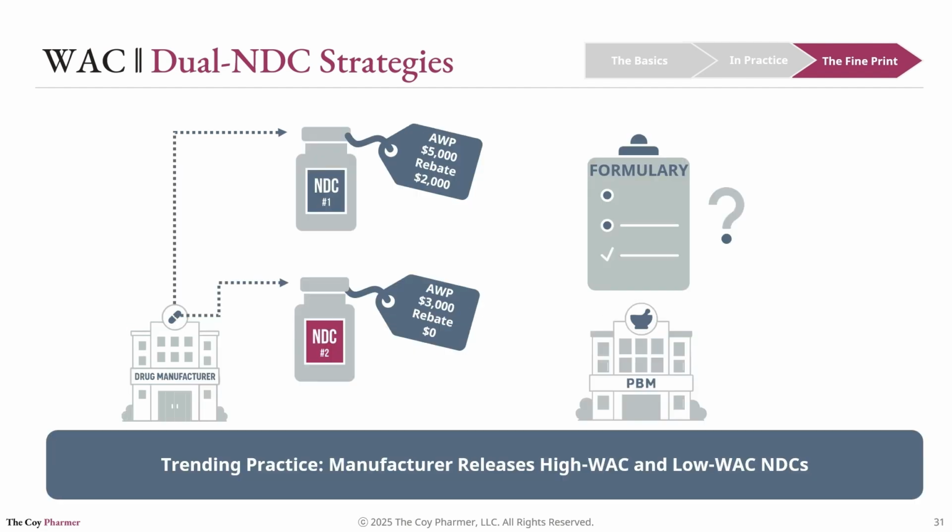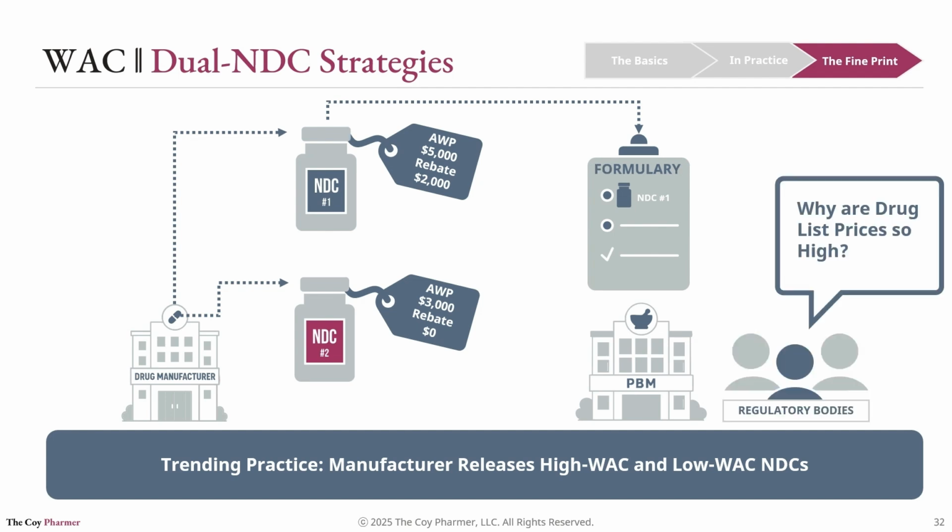Some manufacturers are taking a different stance and releasing two separate NDCs of the same product, but those products have a different AWP and WAC attached to them. This means now that the PBM has a choice amongst which of these two products they will place on formulary. And in many cases, they are still choosing the higher AWP, the higher WAC product. In this case, the regulatory bodies continue to ask, why are drug list prices so high?